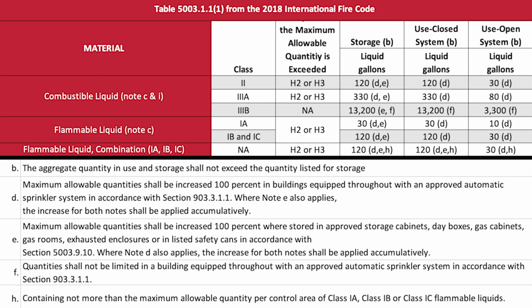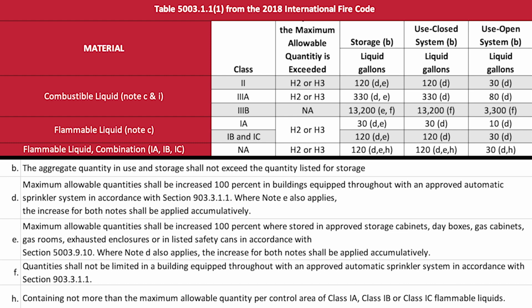However, if your building is equipped throughout with an approved automatic sprinkler system, you can increase that amount by 100%. So in the case of Class 1B liquids, you would be allowed up to 240 gallons. And there is another method to increase the MAQ. If stored in approved storage cabinets, day boxes, gas cabinets, gas rooms, exhausted enclosures, or listed safety cans, the total amount can be increased by another 100% to 240 gallons.